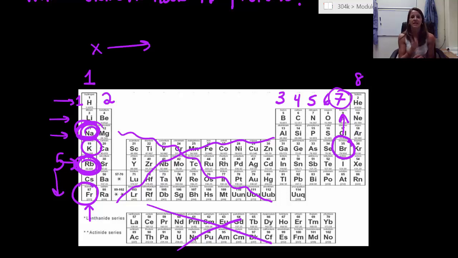Please, if this doesn't make sense, take a second and go through the book and do some extra problems, because we need to have this very fundamental understanding of chemistry and the chemical elements that we have in order to move forward.